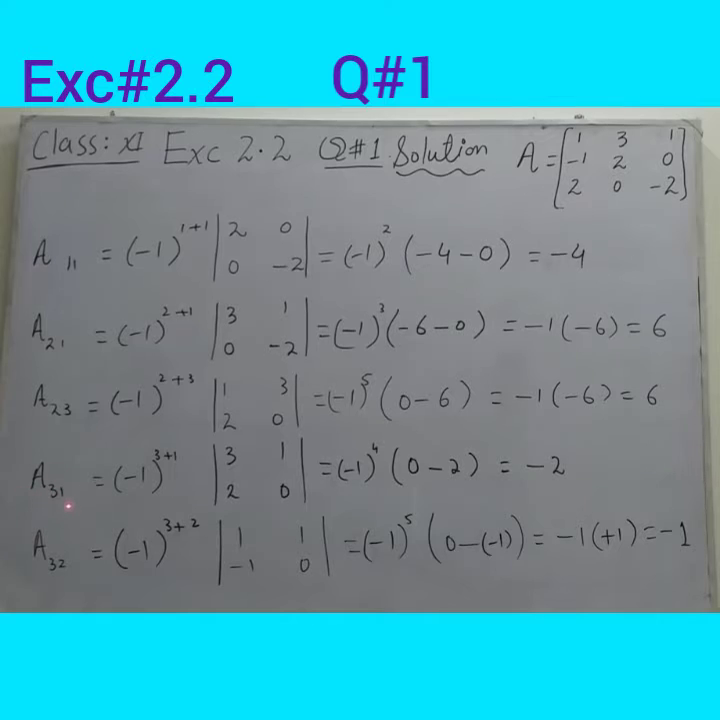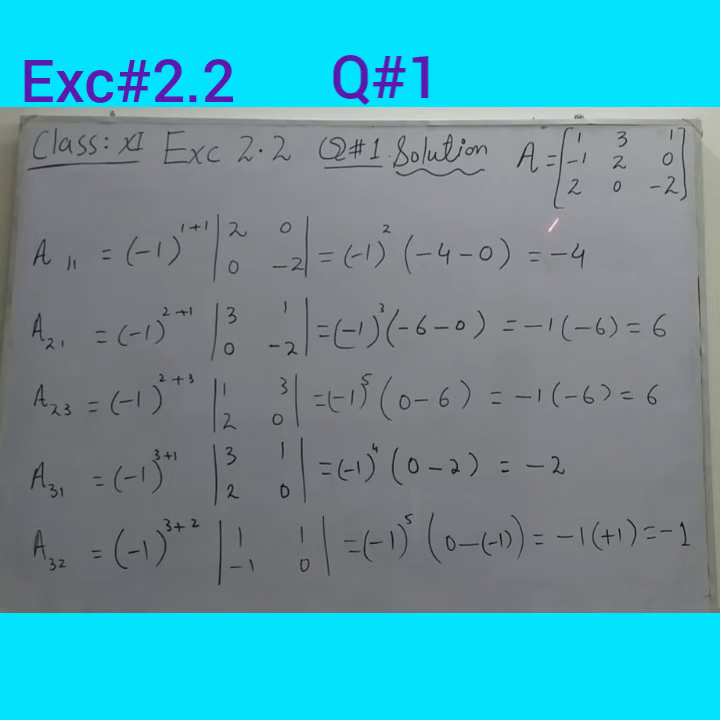Next cofactor is A31, which is equal to minus 1 raised to power 3 plus 1 into the minor of this A31 element. A31 element means third row, first column. So here the minor is found by ignoring the row and column with A31. This column and this row will be ignored, and we have 3 1, 2 0. The determinant 3 1, 2 0 is equal to minus 1 raised to power 4 into 3 into 0 minus 2 into 1, which gives minus 2.